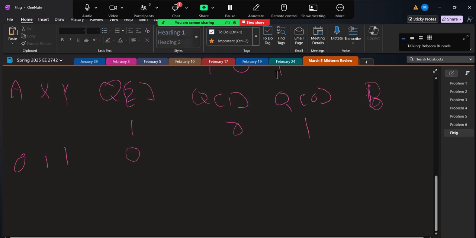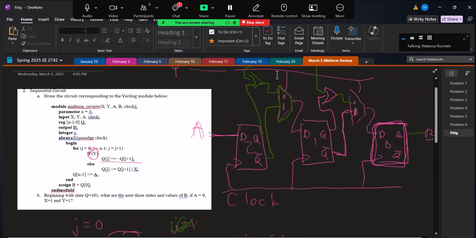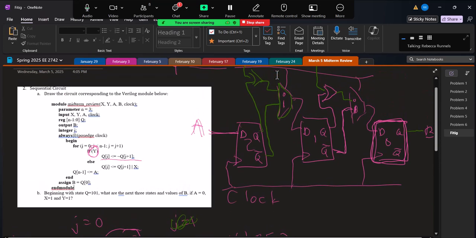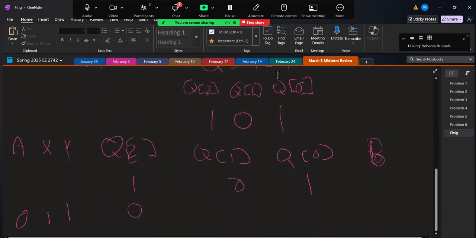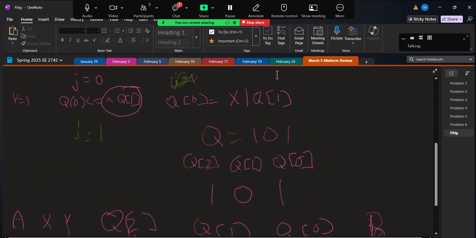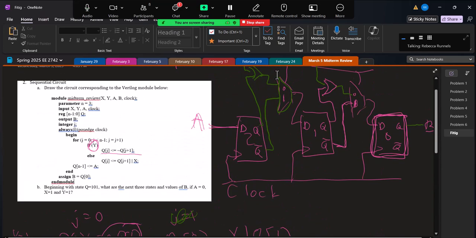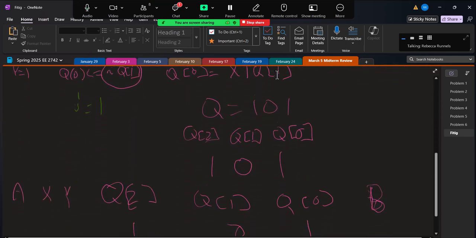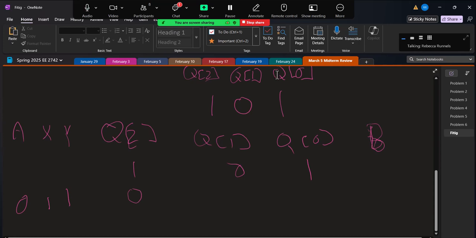So it'll be 0. Q1, well, Q1 depends on whether Y is 1 or Y is 0. We are told Y is 1. So if Y is 1, then Q1 equals the NOT of Q2. So what would that be? You have to look at it from the time before. So it'll be 0.